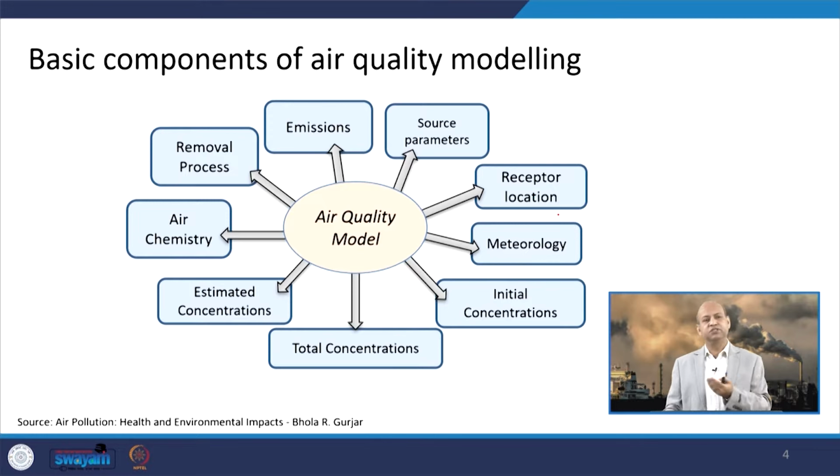Then the meteorological parameters, as you know, like wind velocity, its direction, temperature, humidity, all those kinds of things we should know, and the stability classification, A, B, C, D, whether it is unstable or stable, or inversion happens quite often or not, all those kinds of things we need to know. Then the initial concentrations, because the point of interest where we want to calculate the concentration is because of an additional emission source which is coming up.